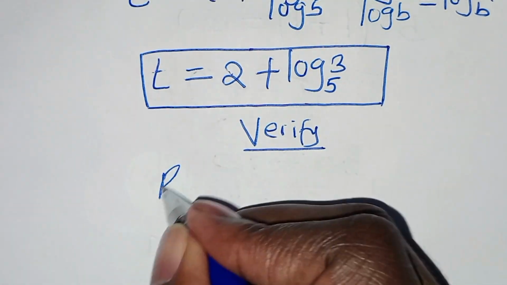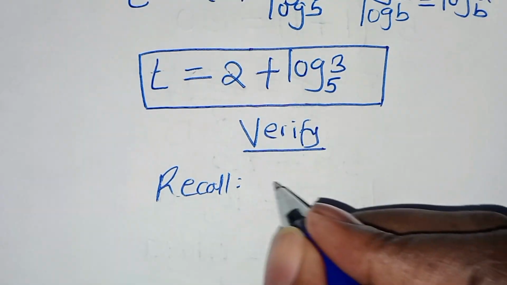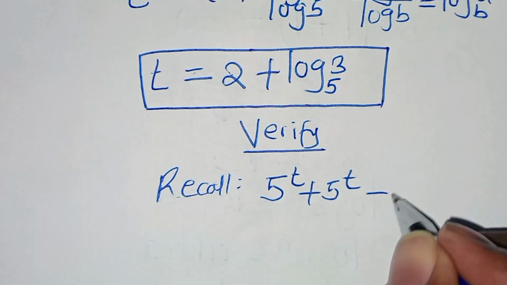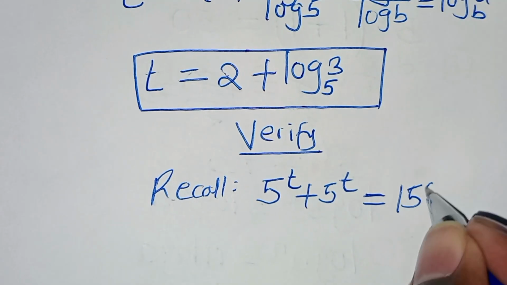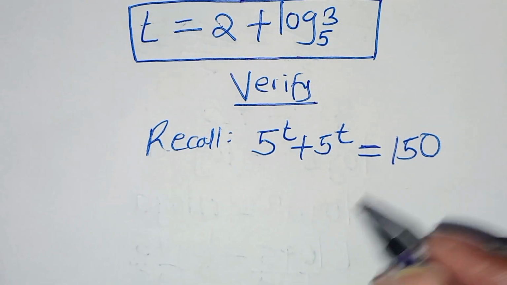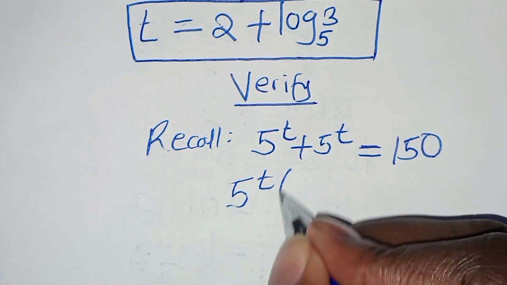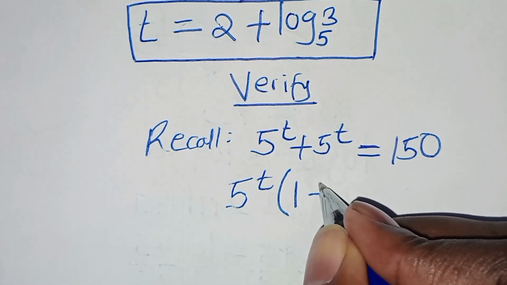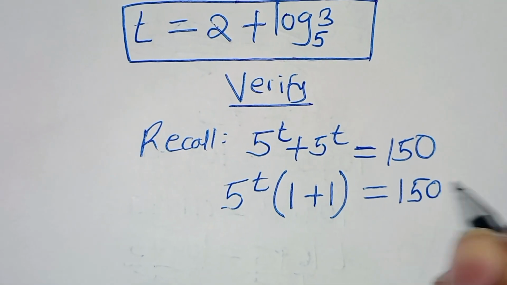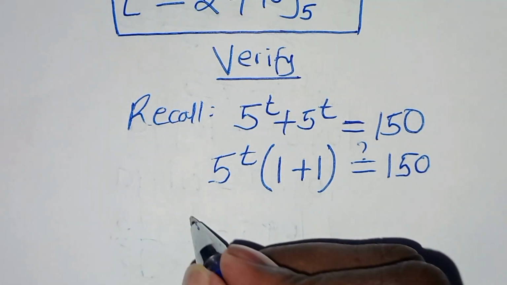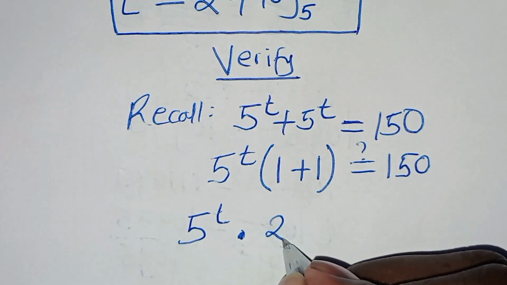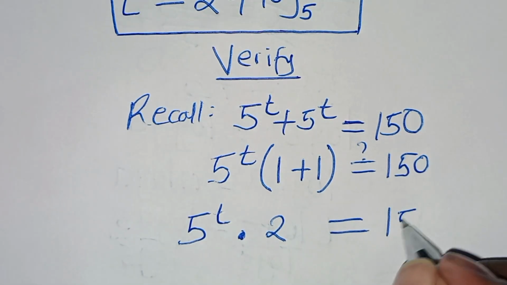Now, if you recall, we have 5 to the power of t plus 5 to the power of t. This is supposed to give us a value of 150. Since 5 to the power of t is common, we factor out 5 to the power of t, so that in the parentheses we have 1 plus 1. This is supposed to give us a value of 150. So this implies that we have 5 to the power of t multiplied by 1 plus 1, which is 2, and this is supposed to give us 150.